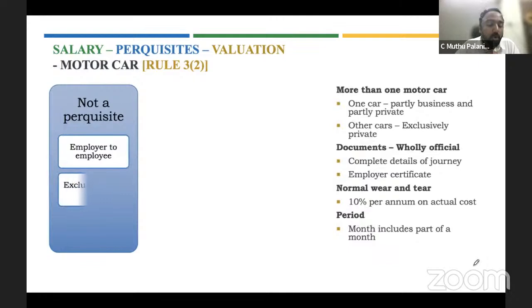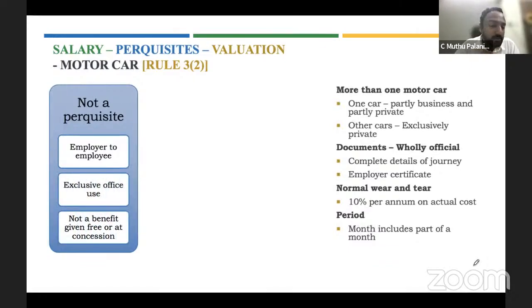Next, one of the most important perquisites is motor car. Okay, motor car. First we are going to discuss when it is not a perquisite. When the employer has given the car to the employee for exclusive office use, 100% only for office, and it is not a benefit given free or at concession. So there is no benefit here. It is exclusively used for office activities. Whatever is given is for the purpose of carrying out office duty. In that case, it is not at all a perquisite.